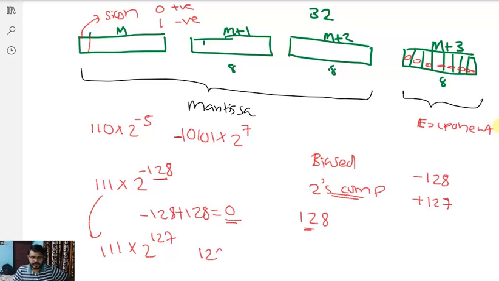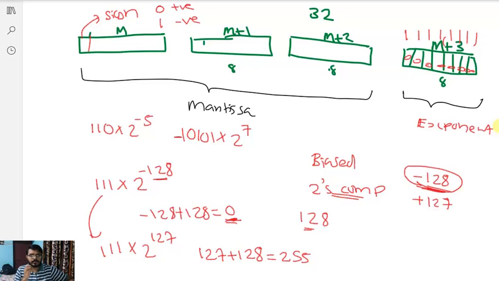Now, suppose I want to represent a number 111 into 2 raised to 127. When biased, the true exponent 127 plus 128 is 255. If all 8 bits are 1, you will get 255. So in the biased exponent, bias means we add 128 such that the minimum number that can be represented, minus 128, will be represented as 0. This process is called the biasing, the biased exponent method. So the minimum possible exponent will be represented as 0. That's what we use as the condition.